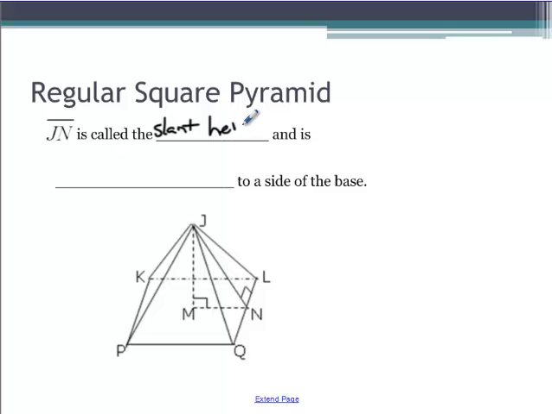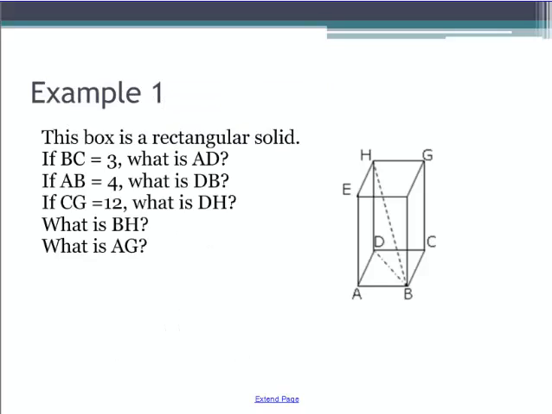Now, it's a height because it's drawn like an altitude. It forms a right angle. It's perpendicular to one of the bases. And it's called the slant height really just because, honestly, it's slanted. When you look at this picture, it's slanted. And now this, ooh, that's not good. Let's try that again. This becomes a right triangle as well. So you have a couple different right triangles where we can apply the Pythagorean theorem in this picture.